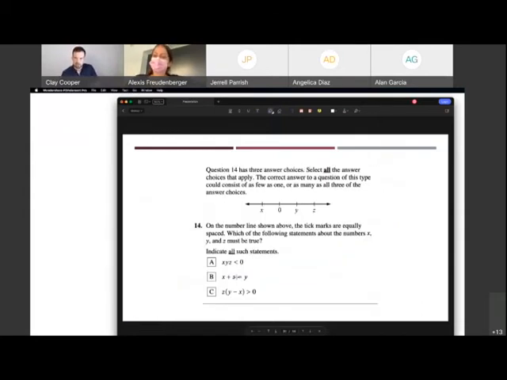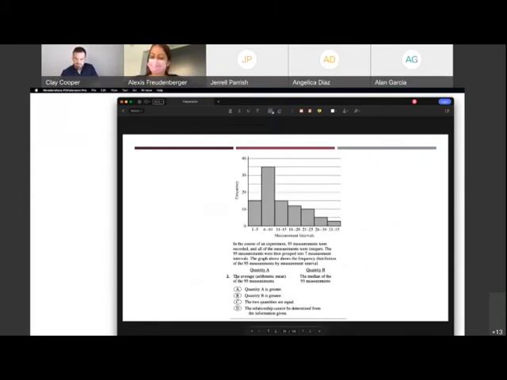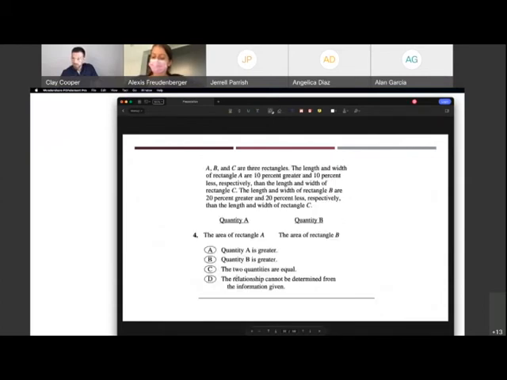We don't have that much time. I'll tell you what, we'll do this one. This is a quantitative comparison question. We have in this question two quantities, and our job is to determine which is greater and whether we can even know that. Whether we can determine which quantity is greater, and if we can, then which one it is. So A, B, and C are 3 rectangles.